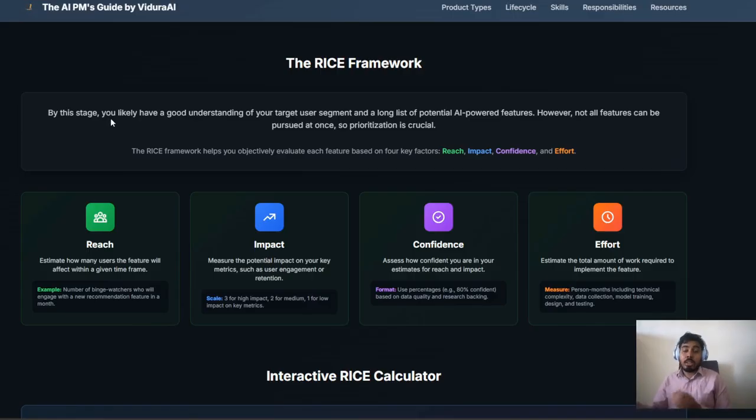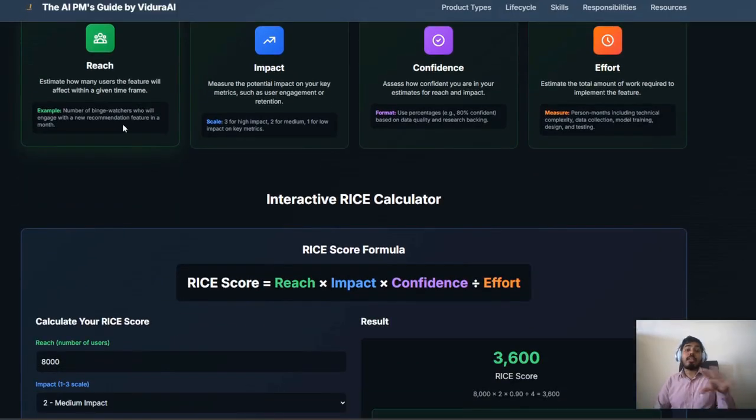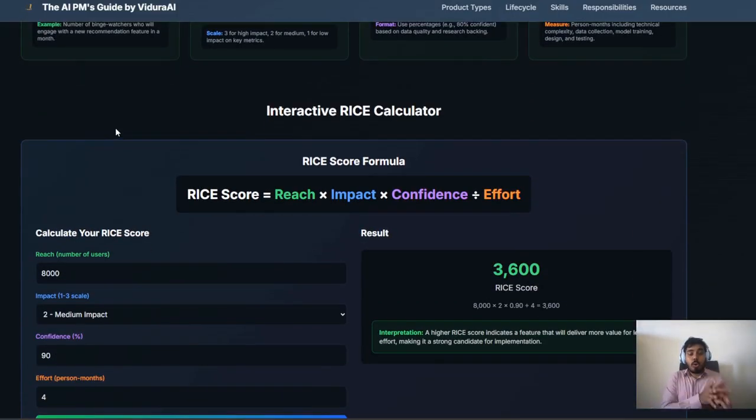And finally, effort. Effort is the total amount of work required to implement this feature. Let's say the measure we are considering is person-months, including technical complexity, data collection, model training, and design and testing. So that's the effort. So we have reach, impact, confidence, and effort. Then we have the RICE calculator. The RICE score formula consists of reach times impact times confidence, and then we divide all of it by effort.